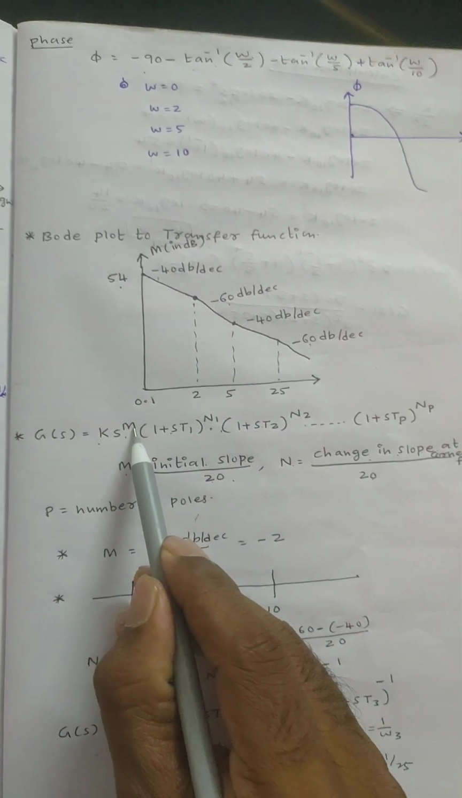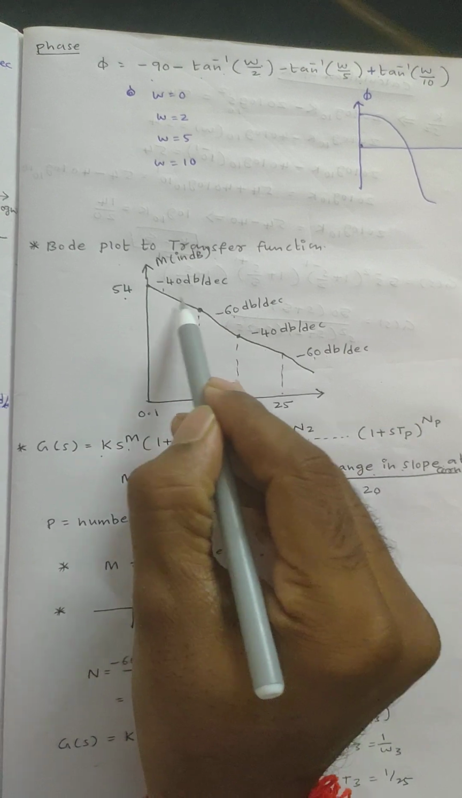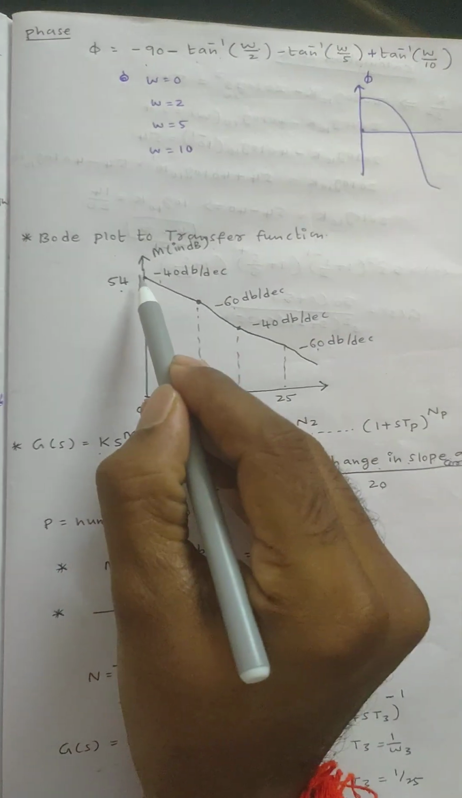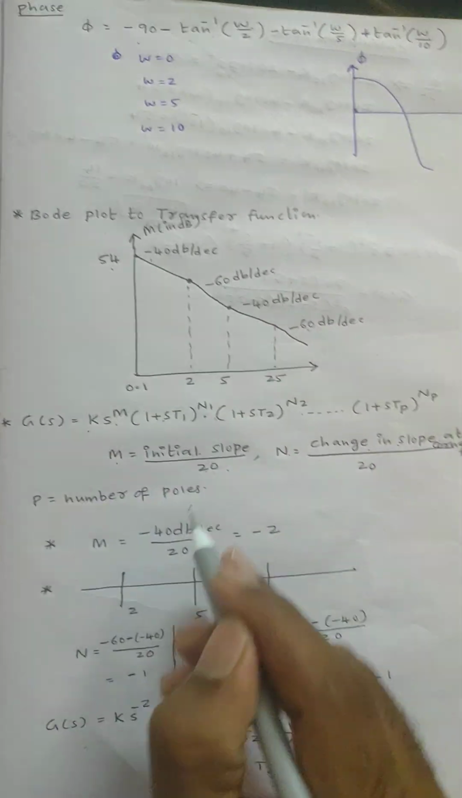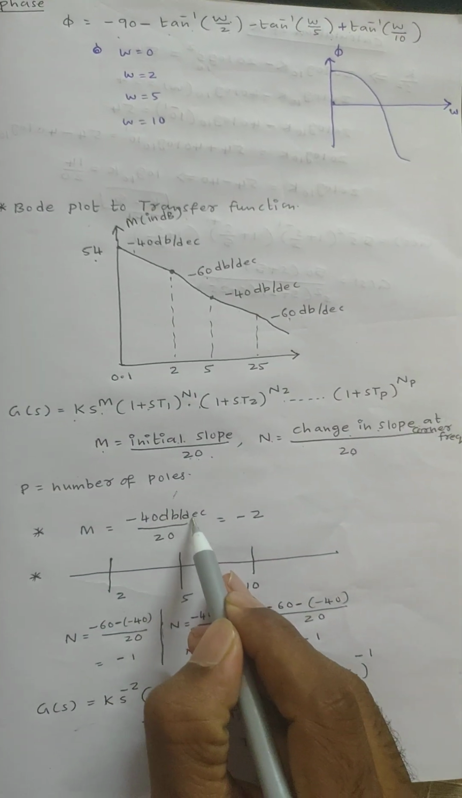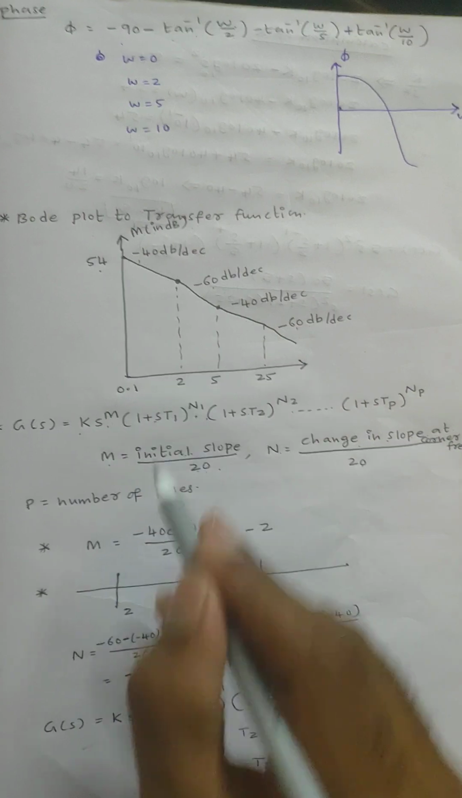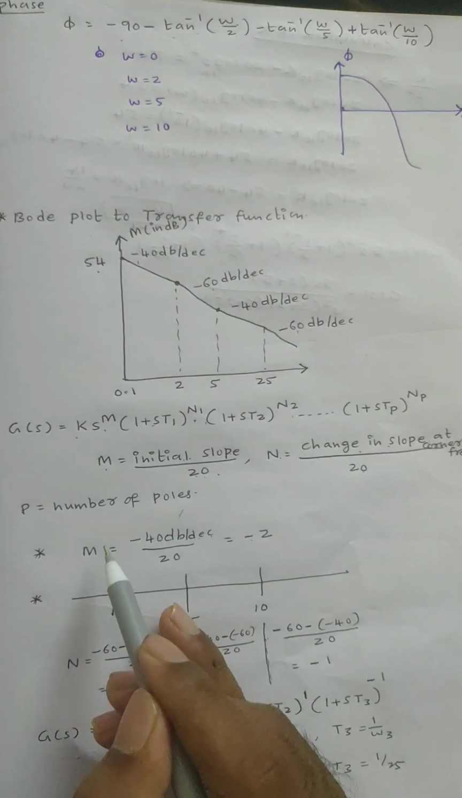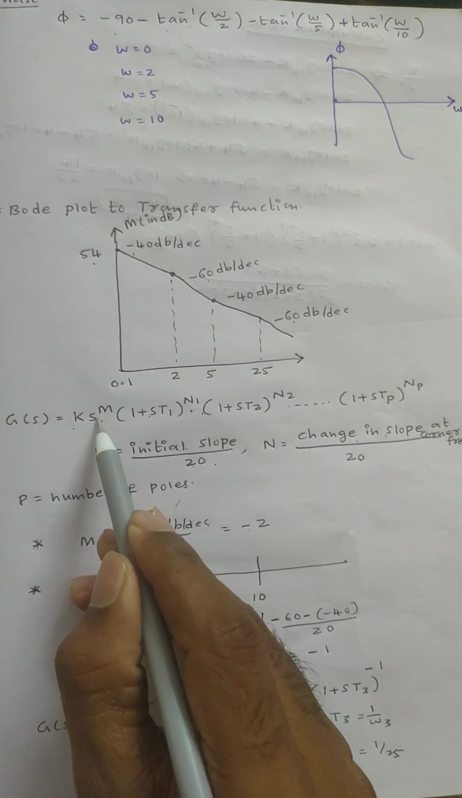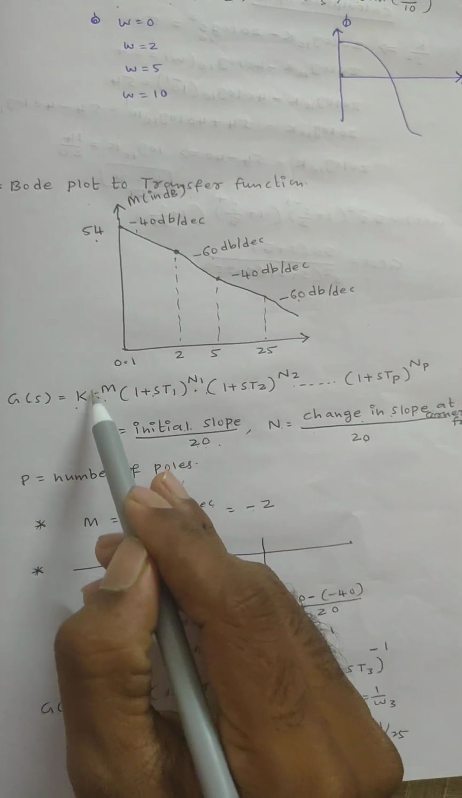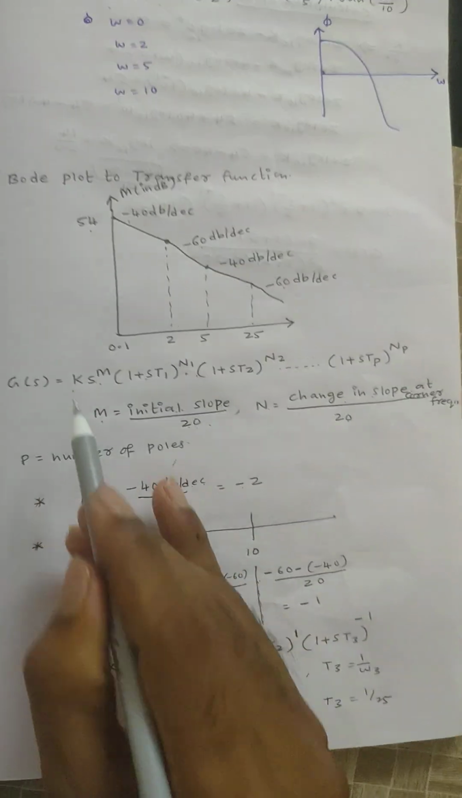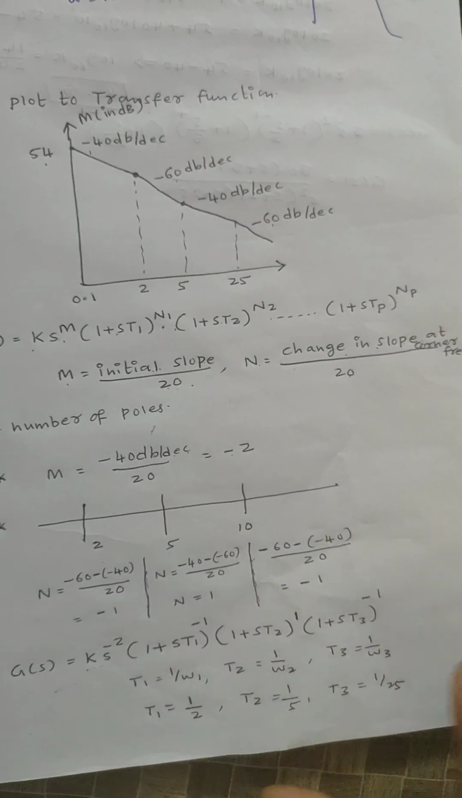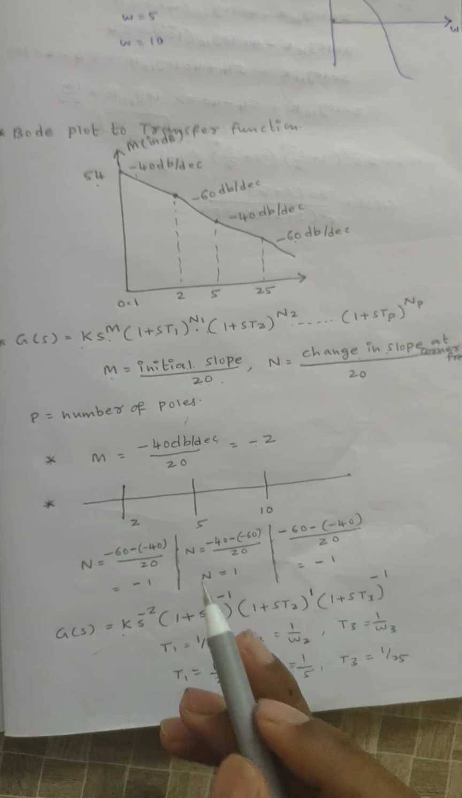First of all, I need to calculate m, right? This is the initial slope. M is equal to the initial slope divided by 20. The initial slope is minus 40 dB per decade, divided by 20, that is equal to minus 2. That means s power minus 2 is the first term. K into s power minus 2, this is the first term.